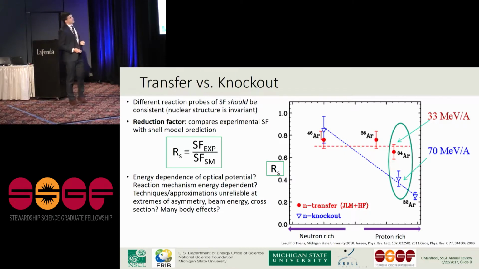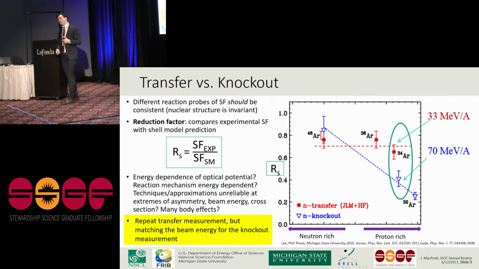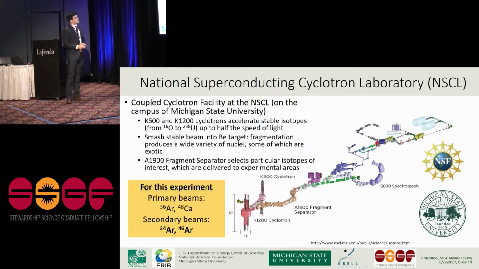Now, I mentioned that the two data sets were taken at different beam energies. So what we decided to do is to remeasure the transfer reaction data for these argon isotopes, but with the same beam energy as the knockout data. There might be some energy-dependent effects in the potentials we use in our calculations, or maybe the assumptions we make when we do these reaction mechanisms change with energy. We don't know, so we wanted to try it out. I'm going to talk now a lot about my experimental setup.